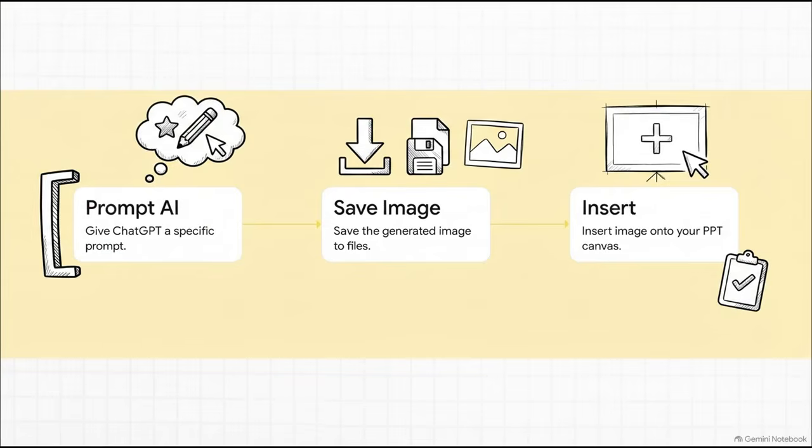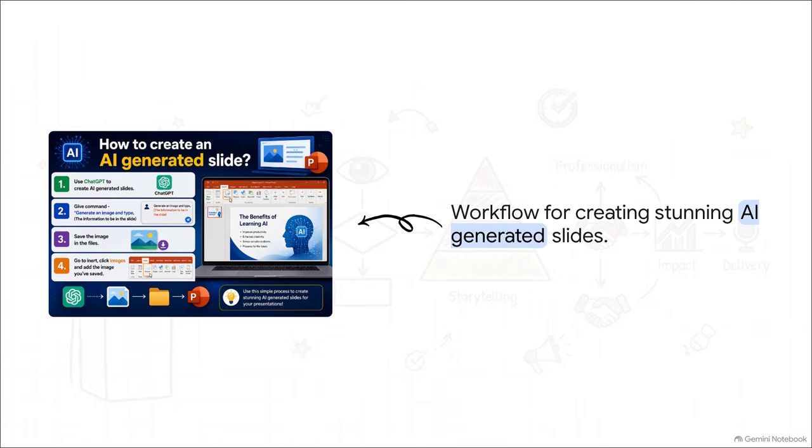We've covered the basics, but now we're going to totally level up your workflow. Generating custom AI visuals is a real game changer, and it only takes 3 highly digestible sequential actions. First, you give ChatGPT a specific prompt detailing exactly what you want to see. Second, once it generates the perfect visual, you save that image. And third, you jump back into your presentation and insert that newly saved image right onto your canvas. The whole pipeline is incredibly seamless.